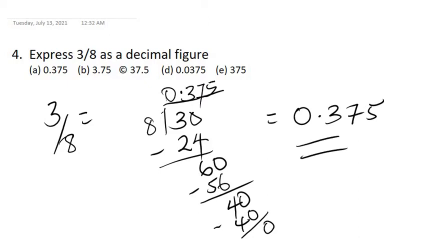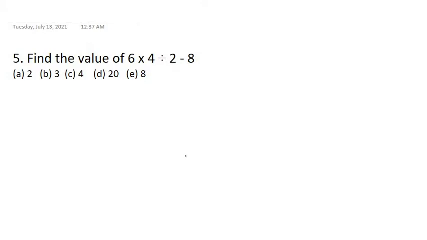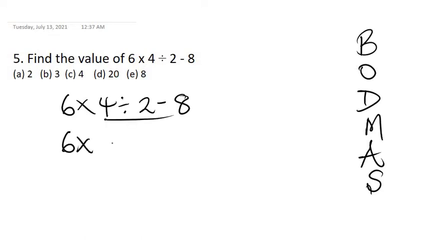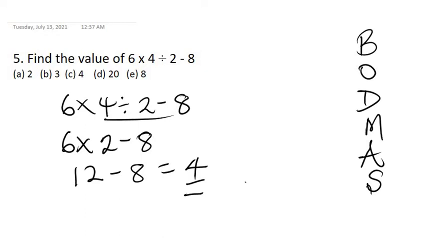Question 5. Find the value of 6 times 4 divided by 2 minus 8. To solve this, remember your BODMAS. BODMAS helps us with the order to take when solving problems like this. So division comes before multiplication. I'm going to divide first. 6 times 4 divided by 2 is 2 minus 8. 6 times 2, 12 minus 8. Answer is 4, which is option C.